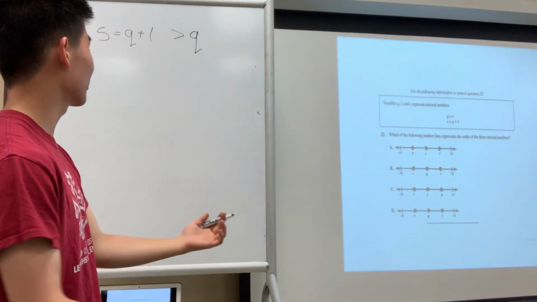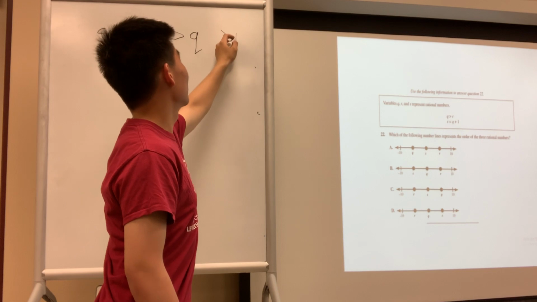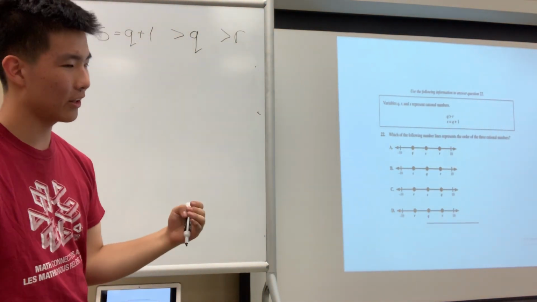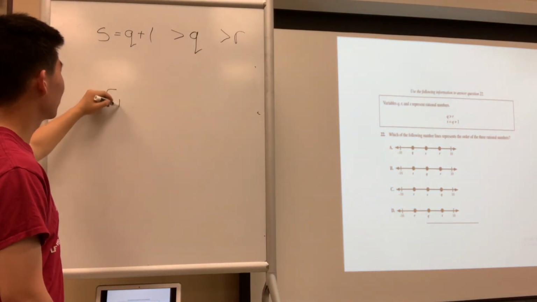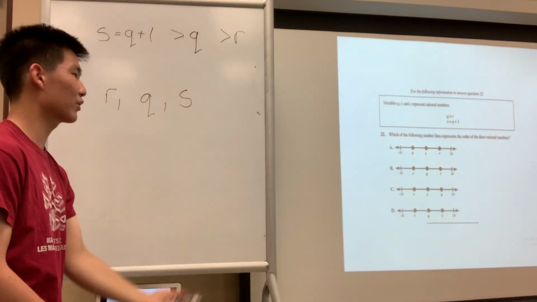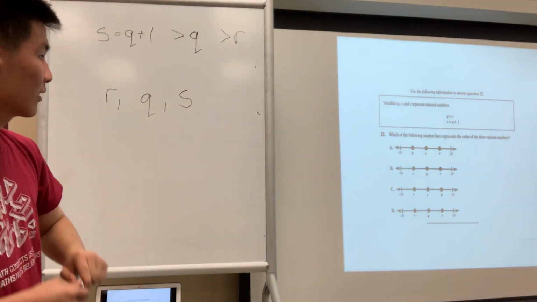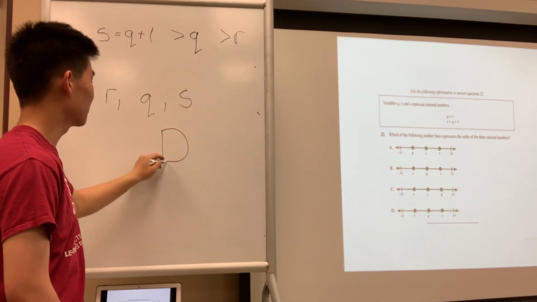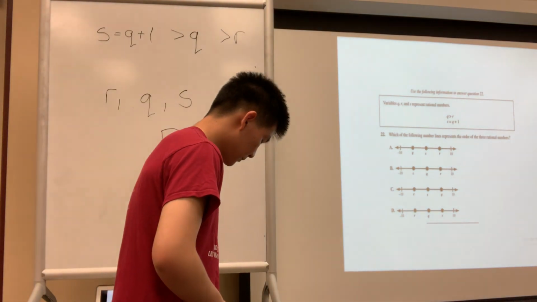Yeah. And then your first inequality is q is greater than r. So you know q is greater than r. That was pretty simple. So you should probably figure out that in increasing order, the 3 variables should be r, q, and s, where s is the greatest because of the order of the inequalities. If you look at which number line satisfies that, the answer is D. Any questions with that one? Next one.